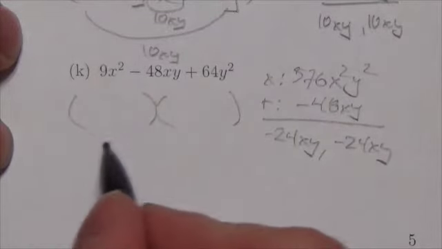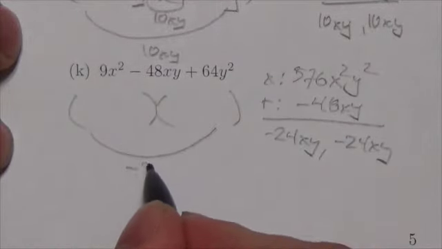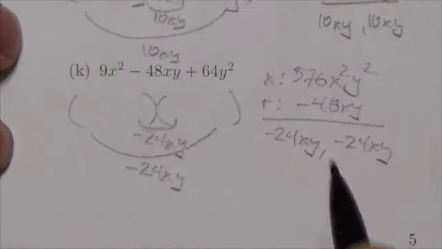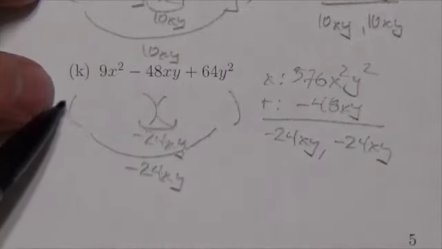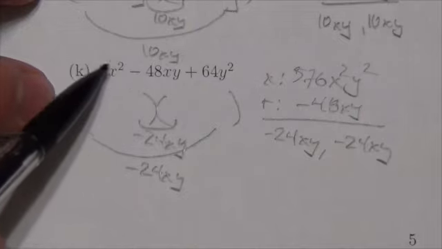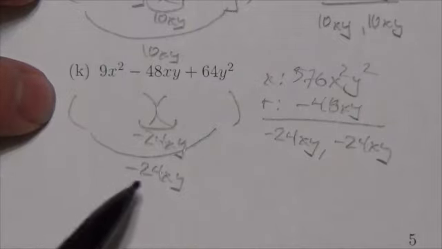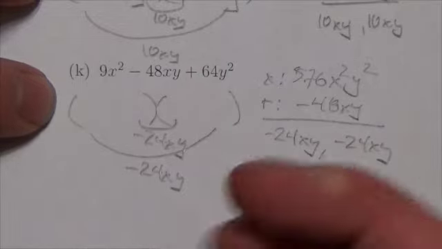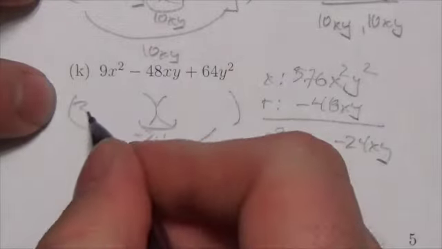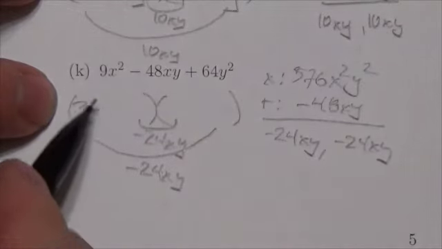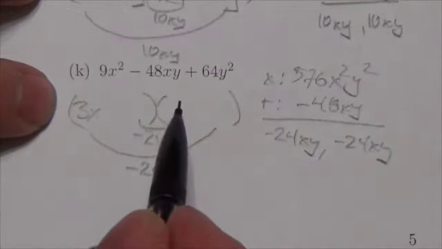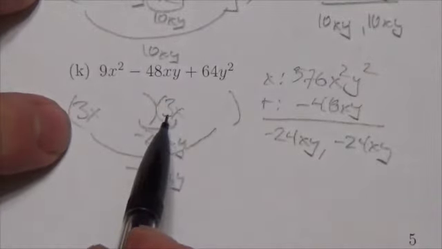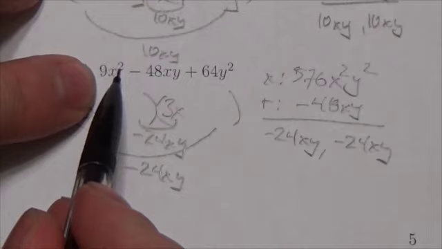So here are my two binomials. My outer product here is going to be negative 24xy. My inner product will also be negative 24xy. So whatever term goes here, it has to be a factor of 9x squared. It also has to be a factor of negative 24xy. And the largest number that I can see that would do that is 3x. So if this term right here is 3x, that means this term right here also has to be 3x, so that their product will give us 9x squared.